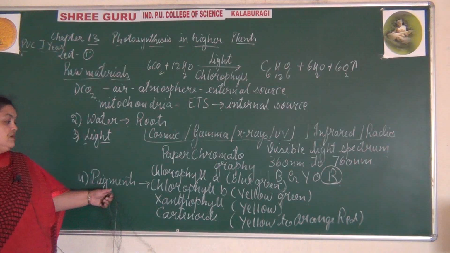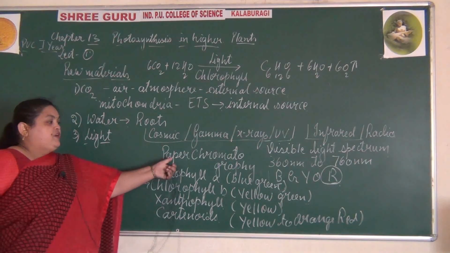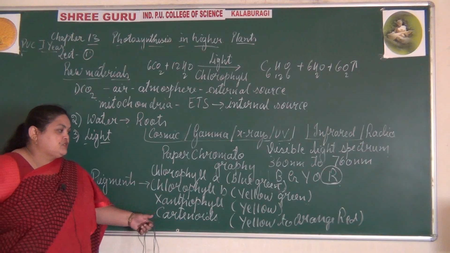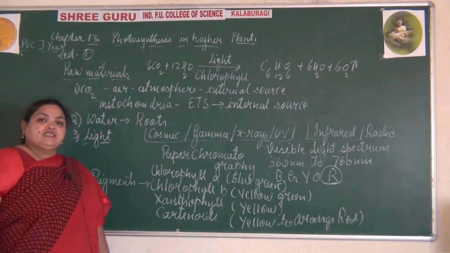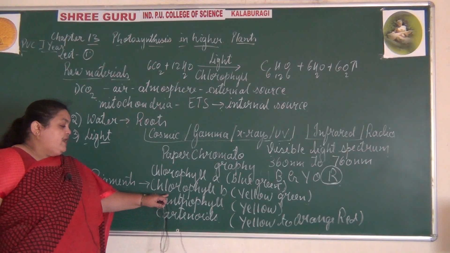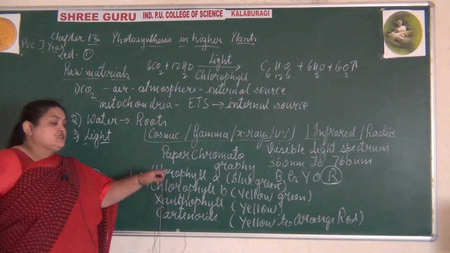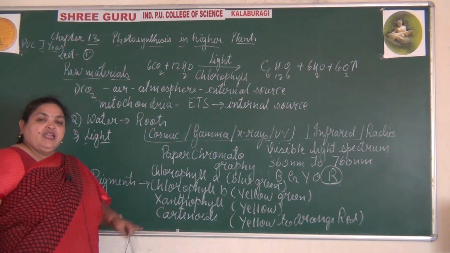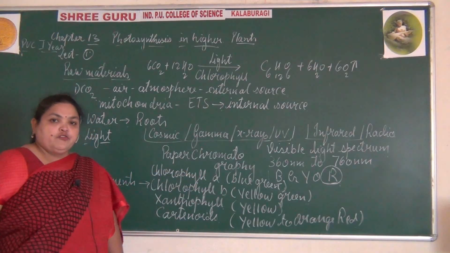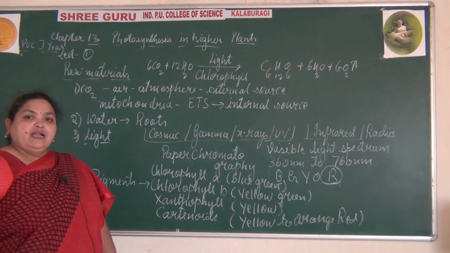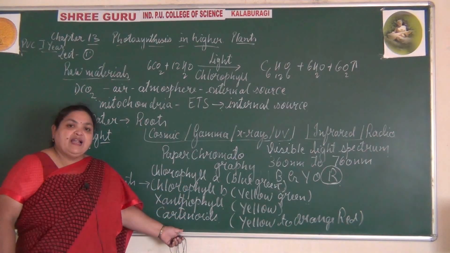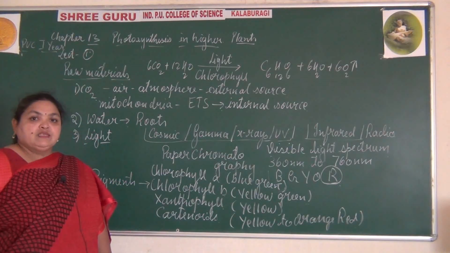So in higher plants, paper chromatography has identified 4 types of pigments which are involved in the process of photosynthesis. In that, chlorophyll A is the primary pigment, while the others are called accessory pigments. Chlorophyll A has the ability to absorb light energy and use this light energy for the production of glucose, or the formation of carbohydrate. This is the primary pigment, while chlorophyll B, xanthophyll and carotenoids are accessory pigments.